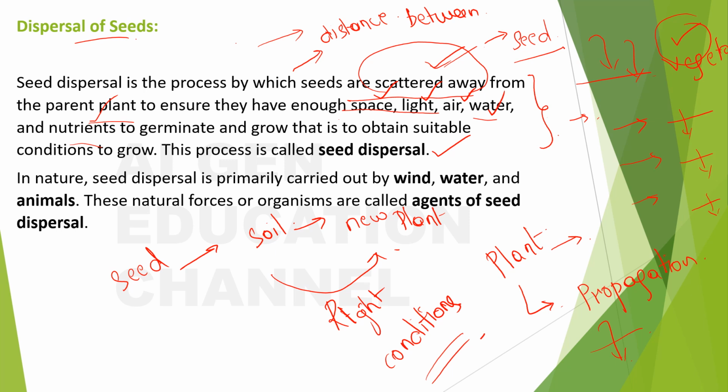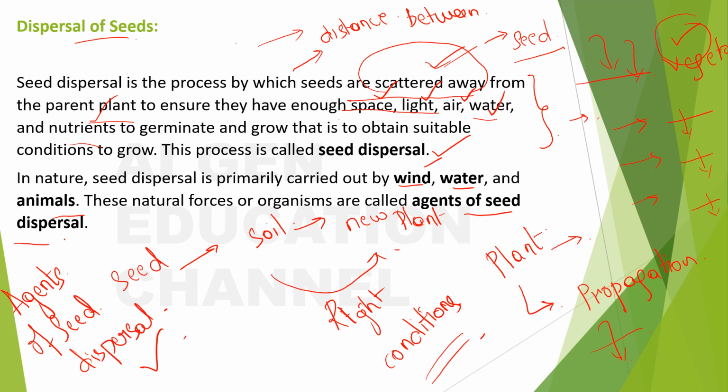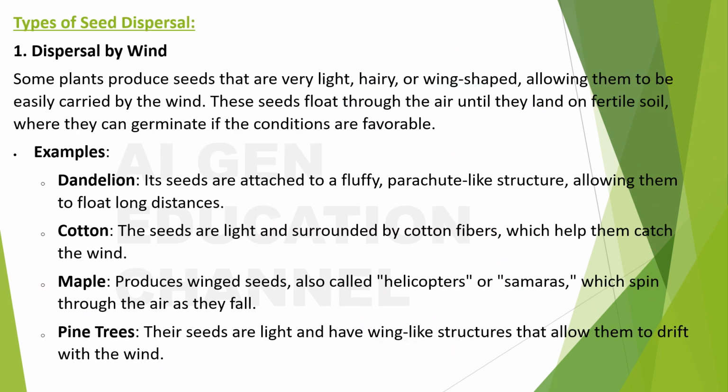So in nature, seed dispersal is primarily carried out by what? Wind, water and animals. These natural forces or organisms are called agents of seed dispersal. What are these called? Agents of seed dispersal. Nature has answers for everything, right? So this is the answer for the other plants to propagate. These agents of seed dispersal, that is wind, water and animals, will help the seeds of the plants get into the soil.